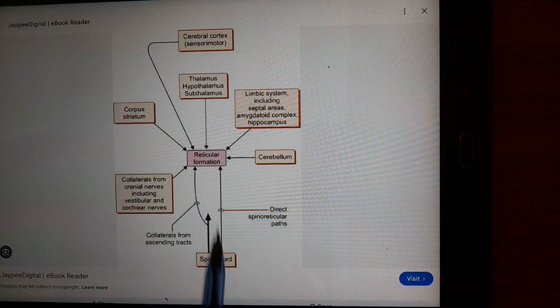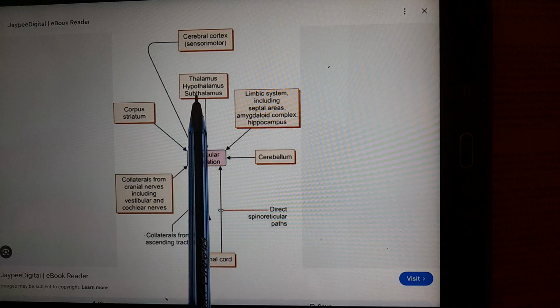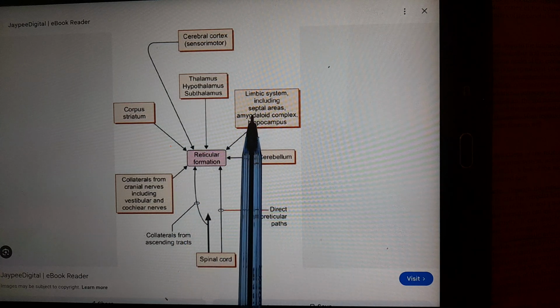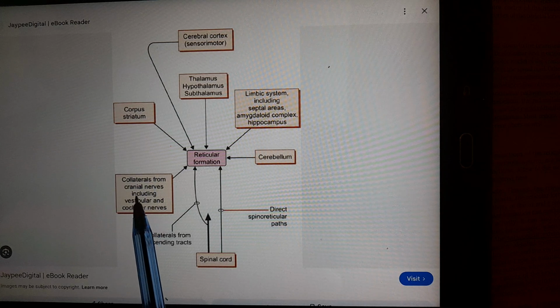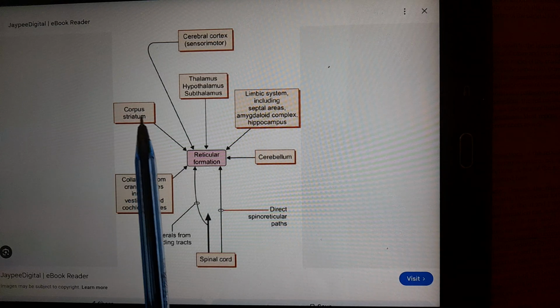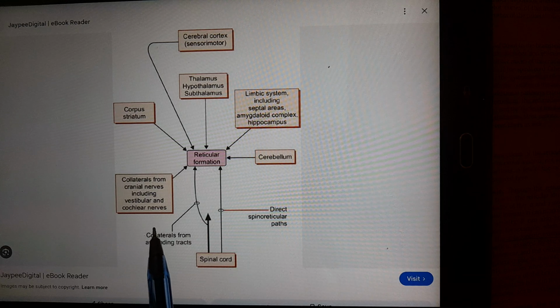So the spinal cord, cerebral cortex, along with that the cerebellum, the thalamus, and the limbic system are also going to give information. After that we have cranial nerves giving information, and then we have the corpus striatum. If you remember this diagram, you are good to go for the afferent. Afferent means the substances that are giving their information to the reticular formation.